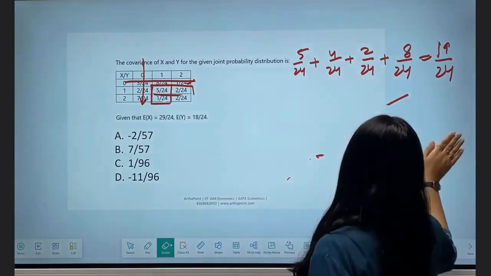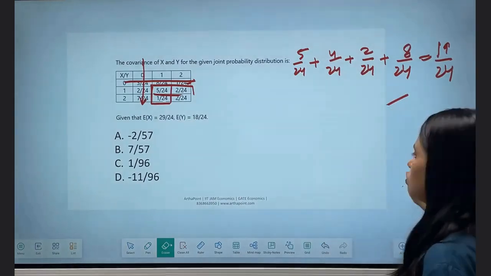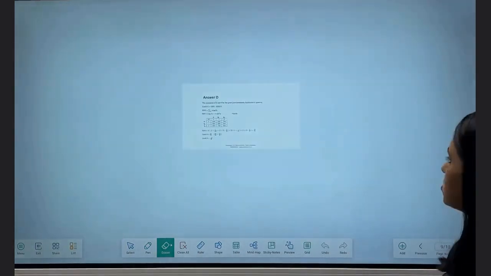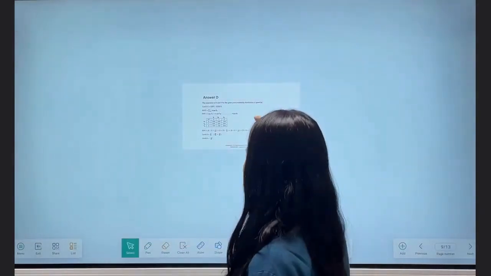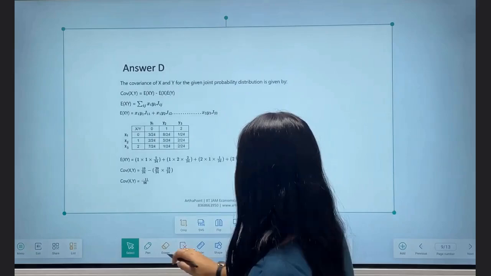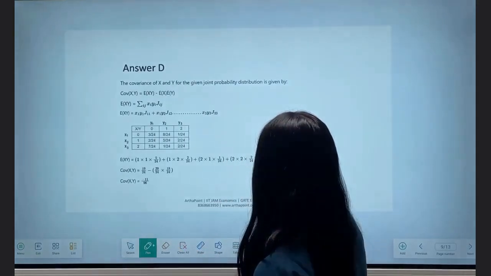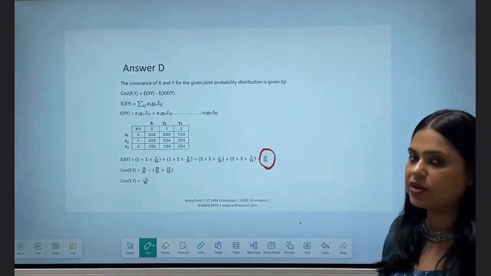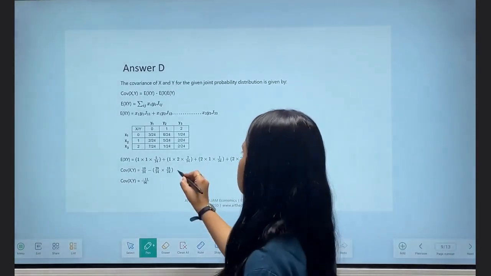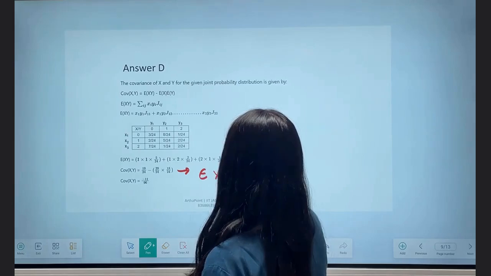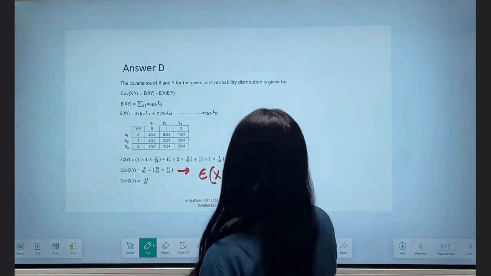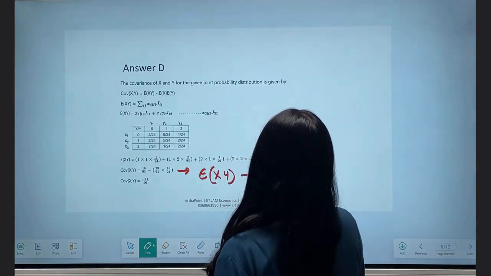ठीक है? Now you can go ahead and find the covariance through this formula. So this is what I have done here. I helped you find out this beta. This is coming as 19 by 24. So what did I say covariance will be? E of xy जो हमने 19 by 24 निकाल लिया minus E of x, E of y.